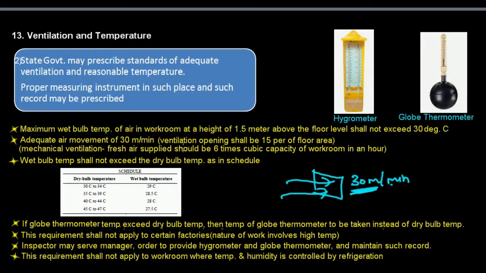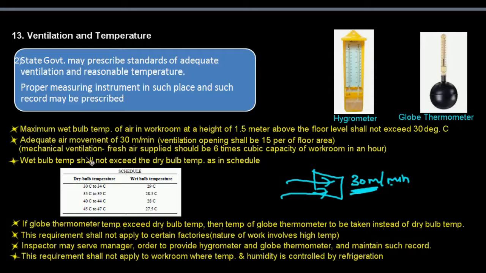Now for natural ventilation, the opening shall be 50% of the floor area. In case of natural ventilation, there should be openings in the form of windows or any opening on the top. It should be at least 50% of the floor area so that the fresh air can come.